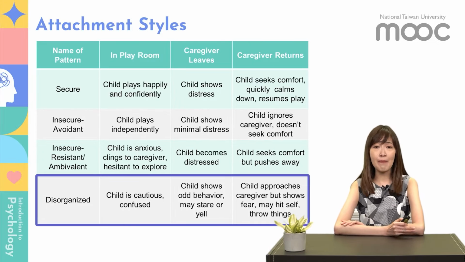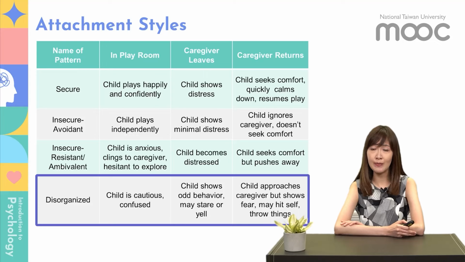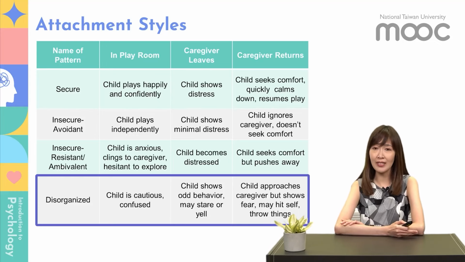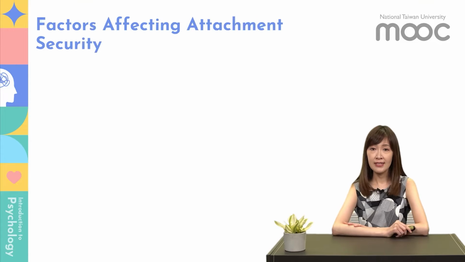So we can see that based on the responses in the strange situation, we can conclude that there are 4 different attachment styles. And there might be some cultural variations, but generally there are 4 attachment styles as the responses in the strange situation conducted by Dr. Mary Ainsworth. Then what are the factors that may influence secure attachment?